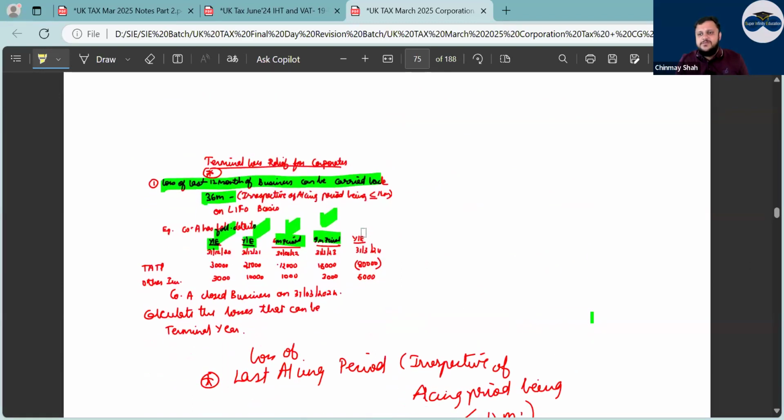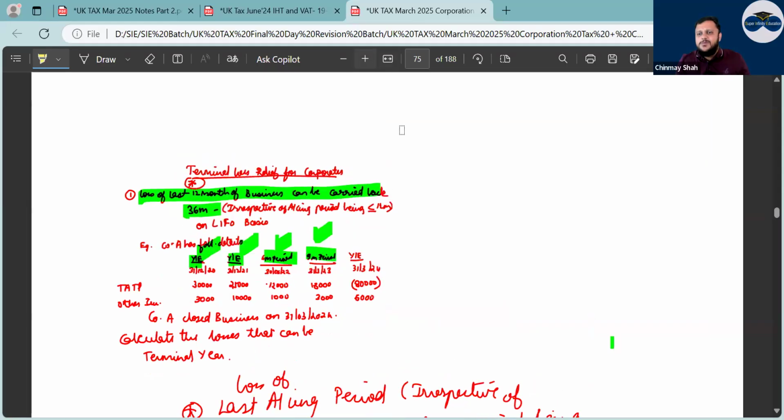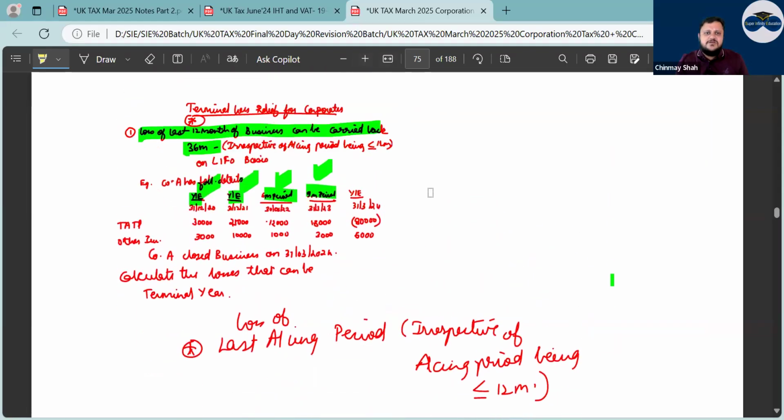Then terminal loss relief for companies. A company does not have an opening year loss relief because before that the company was not in existence, correct? So no point of what? Tell me. Terminal loss or opening year loss relief, because before that the company was not in existence, so it will only be carried forward. But when it is terminal loss relief, that is, in the last year there is a loss, correct?